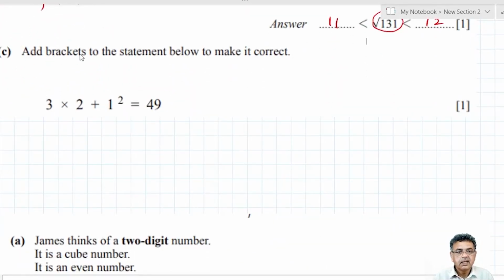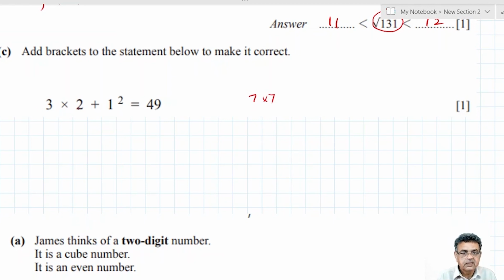Okay, add brackets to the statement below to make it correct. We have to make it 49. 49 has only factor 7. 7 sevens are 49. So we have to make it 7. 3 to the 6 plus 1 is 7, and its square bracket will be here.